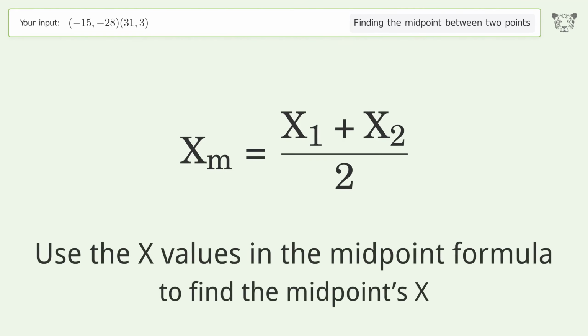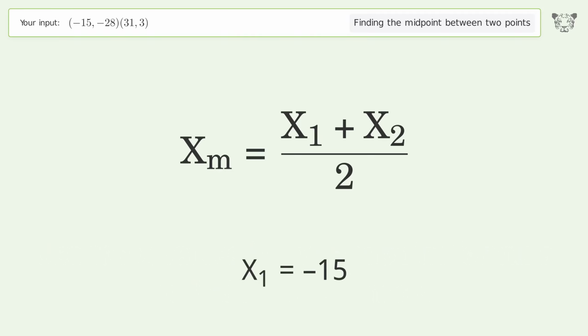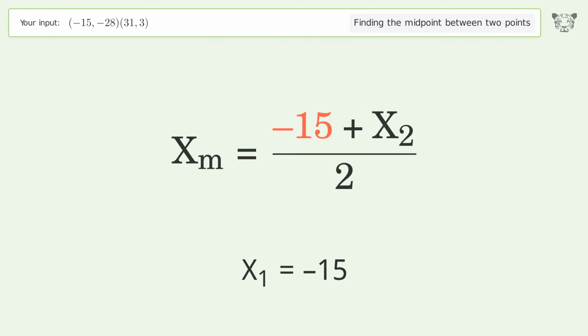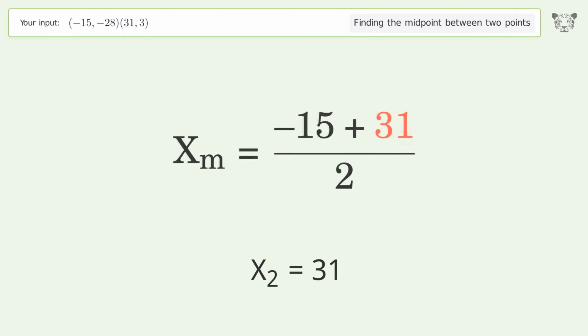Use the x values in the midpoint formula to find the midpoints x. x1 equals negative 15. x2 equals 31. Simplify the arithmetic.